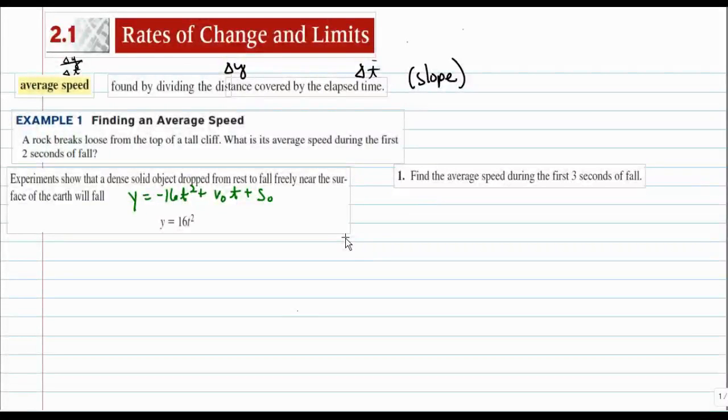This is the screencast for section 2.1, example 1, finding an average speed. So in this section, we're going to look at rates of changes and limits. And in this particular example, we're going to study the average speed.